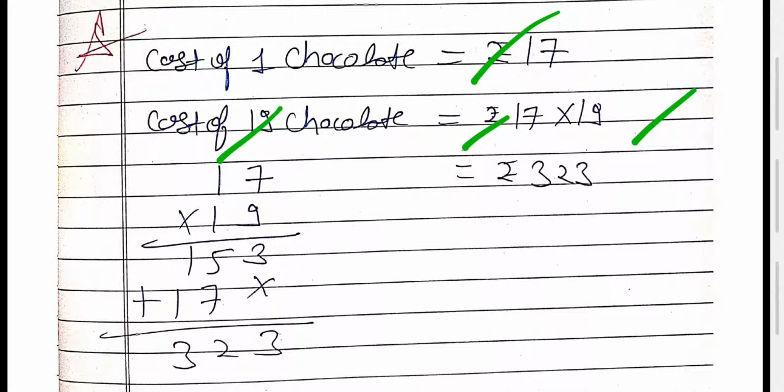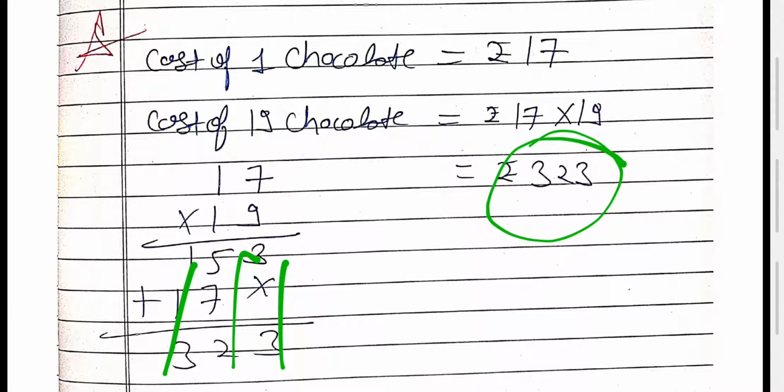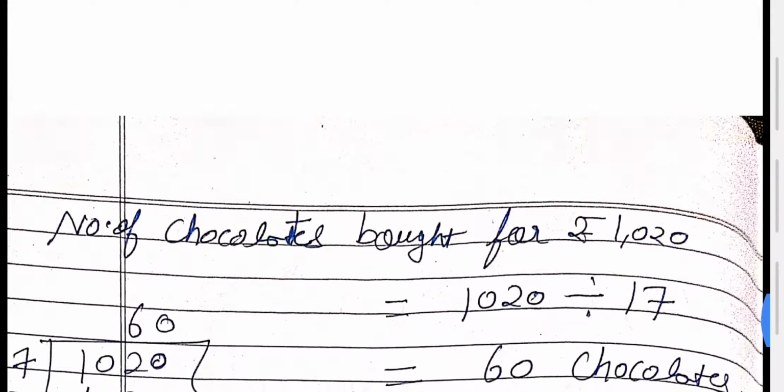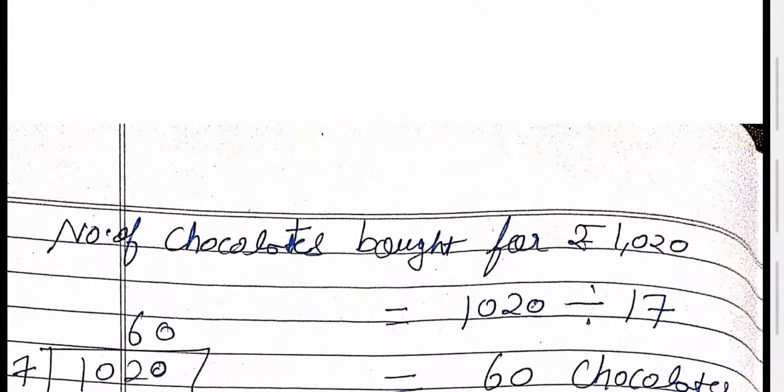Just see here, multiply 9 7s are 63, 3 carry 6, 9 1s are 9 and 6 is 15, write here. Then cross, 1 7 is 7, 1 1 is 1. So what will you get? Just add 3, 12, carry 1, becomes 3. So the answer is 323. It means that the cost of 19 chocolates is 323.